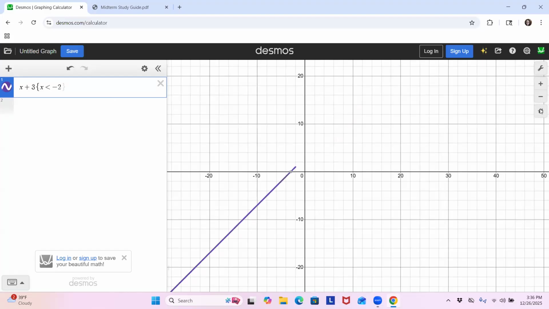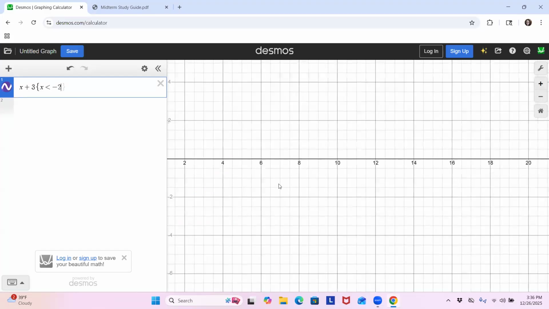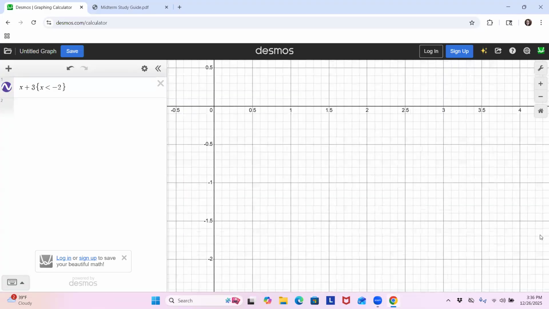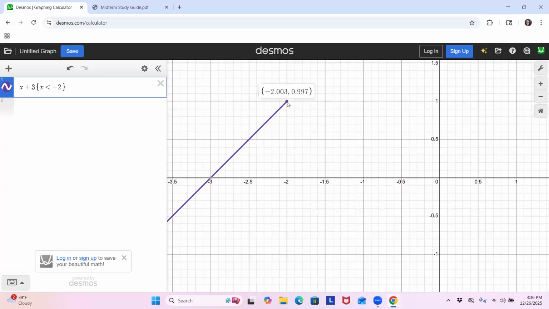There it is. Now you can't see the open dot until you click and it'll say undefined. It's sometimes very tricky to get it. Let me zoom in even more. Sometimes it's just very annoying, but there is an open dot there. Desmos is not the best with showing it. And then what was the next one?